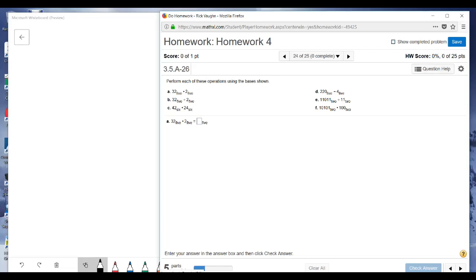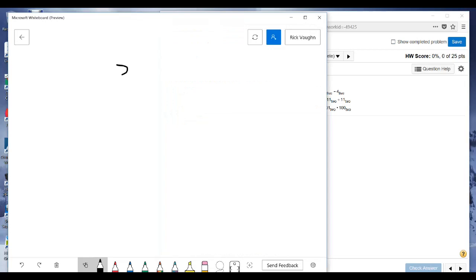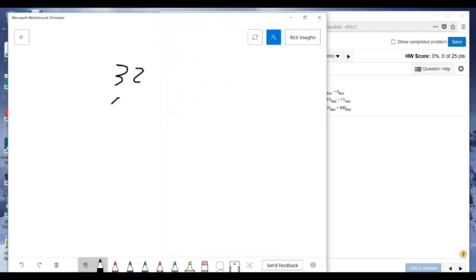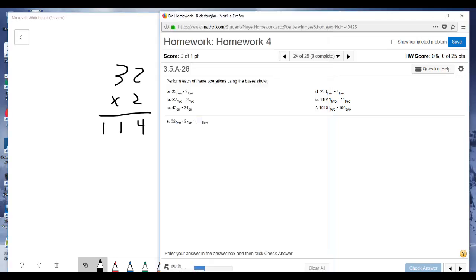So we'll start up here with part A, 32 base 5 times 2 base 5. You want to think about the standard algorithm, so we'll put our 32 up at the top and then times 2. The only thing we have to remember is that we're multiplying in base 5. So 2 times 2 is 4, which is still 4 in base 5. But when I do the 2 times 3, I get what you and I would call 6. 6 in base 5 is one grouping of 5 with 1 left over. So I get 1, 1, 4.